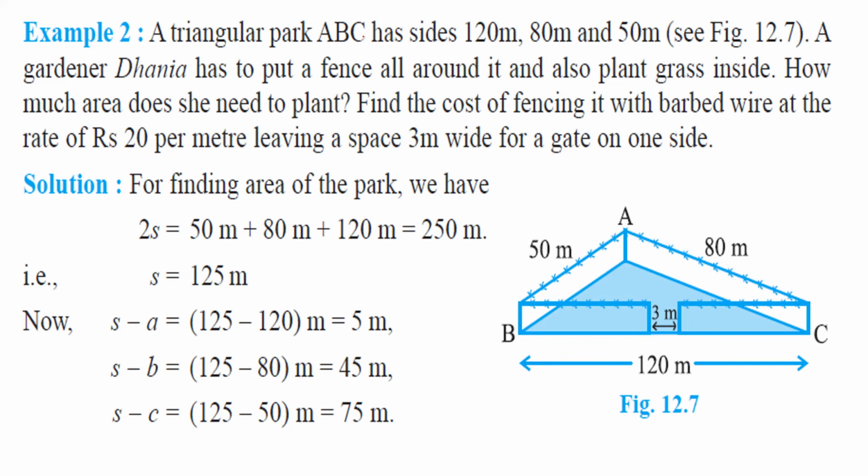A triangular park ABCD has sides 120, 80 and 150 meters. A gardener, Dhania, has to put a fence. So this is the fence she has to put around it. Also plant grass inside it. How much area does she need to plant? First of all, the area needs to be found out, that is, we'll use Heron's formula. Find the cost of fencing it with barbed wire at the rate of this per meter, leaving a space 3 meters wide.